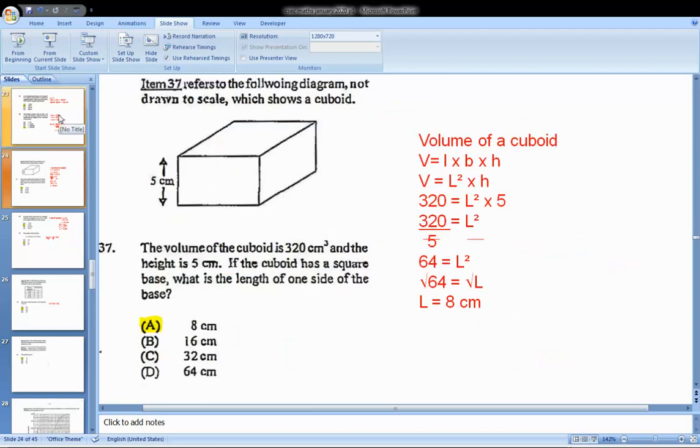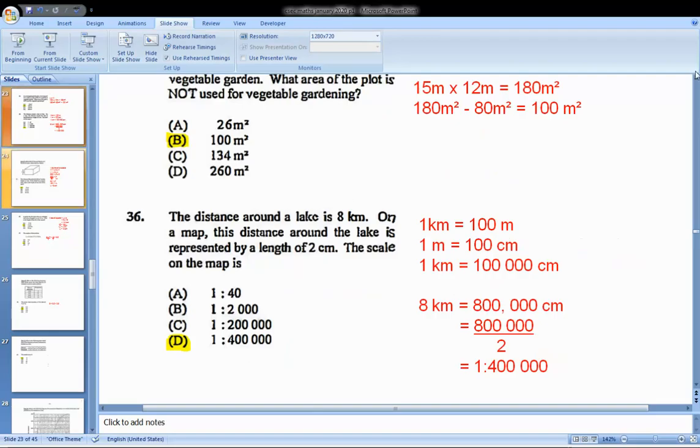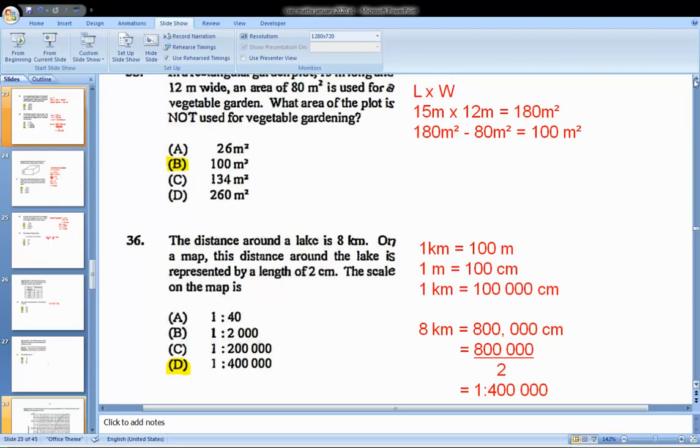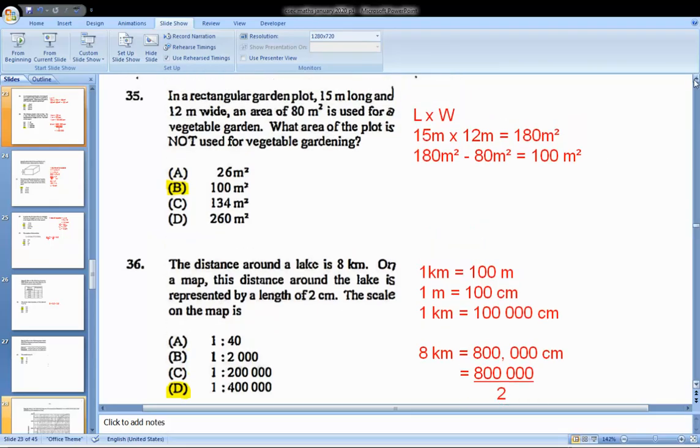Let's move to 35. Here it says, in a rectangular garden plot 15 meters long and 12 meters wide, an area of 80 square meters is used for a vegetable garden. What area of the plot is not used for vegetable gardening? Basically, we use the formula for area, length times width. They gave us a length of 15 meters and a width of 12 meters. When we multiply those two, we get 180 square meters.